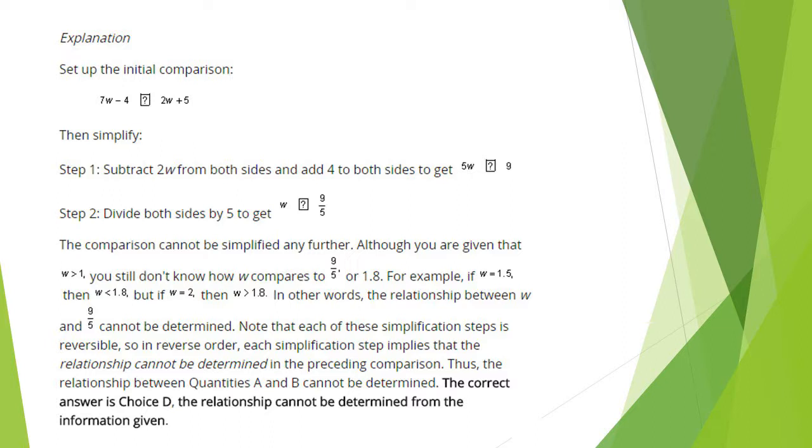Note that each of these simplification steps is reversible, so in reverse order, each simplification step implies that the relationship cannot be determined in the preceding comparison. Thus, the relationship between quantities A and B cannot be determined.